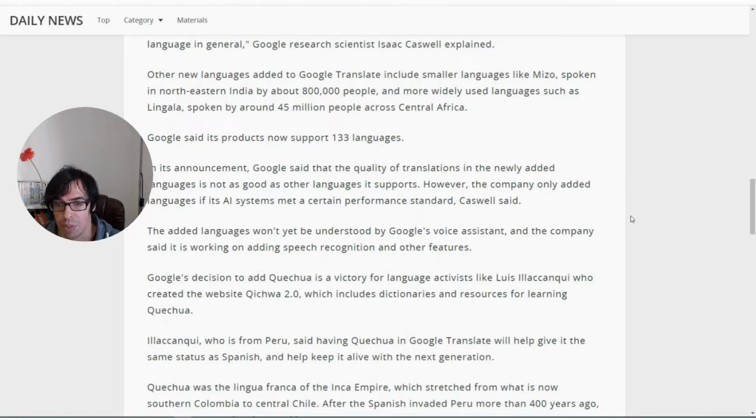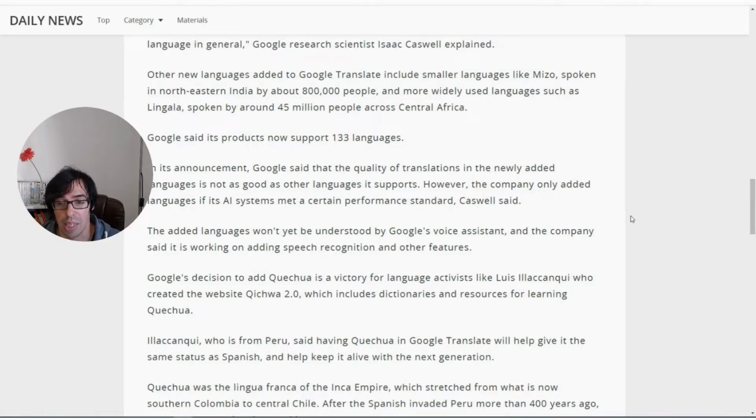In its announcement, Google said that the quality of translations in the newly added languages is not as good as other languages it supports. However, the company only added languages if its AI systems met a certain performance standard, Caswell said. The added languages won't yet be understood by Google's voice assistant, and the company said it is working on adding speech recognition and other features.